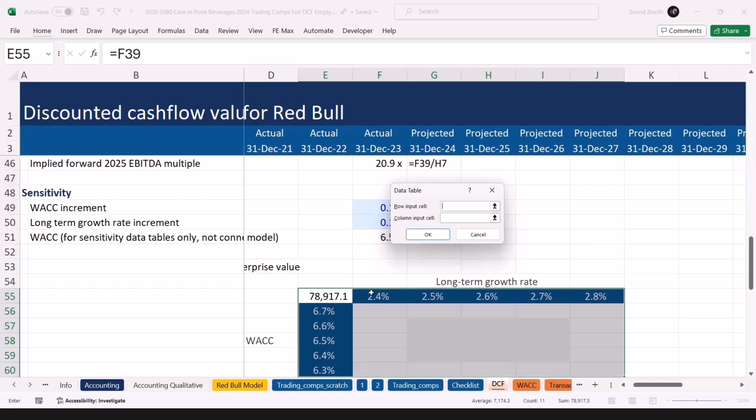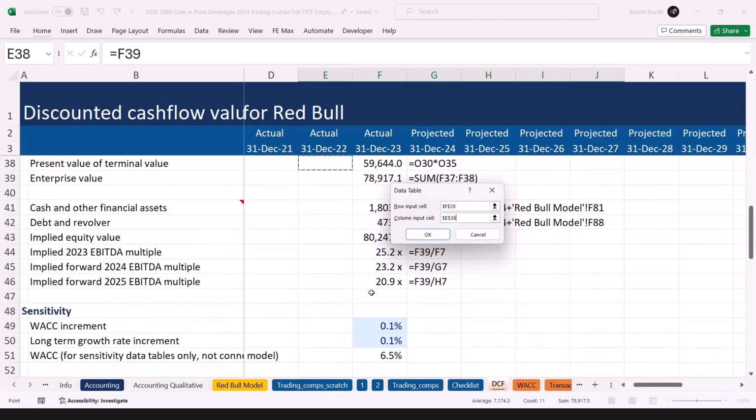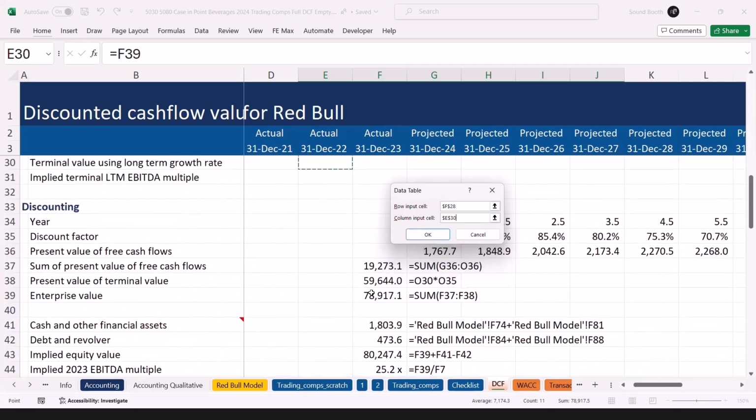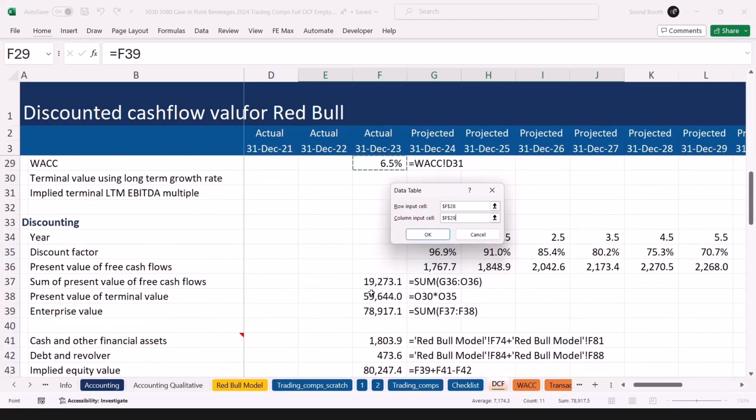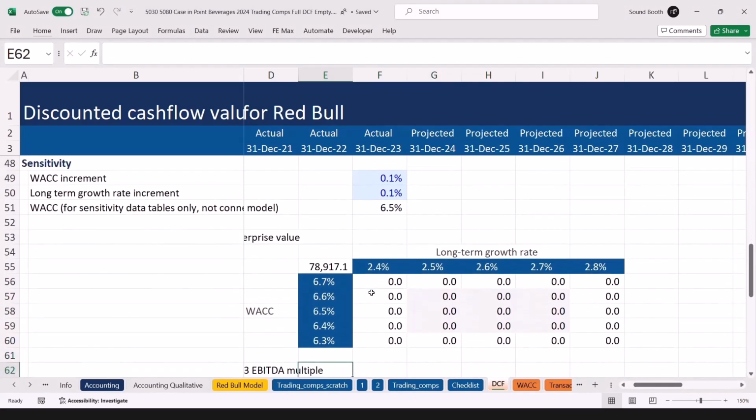What it doesn't know is where the assumptions are in the model. So the row input cell is the long-term growth rate, because that's at the top. And then the column input cell is the WACC calculation. And you must use the WACC calculation in the model. You must use that because Excel is changing that number, and it wants to see what happens to the answer when the numbers change. Then I'll hit enter, and you should see the calculation.